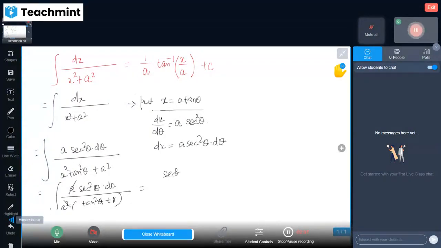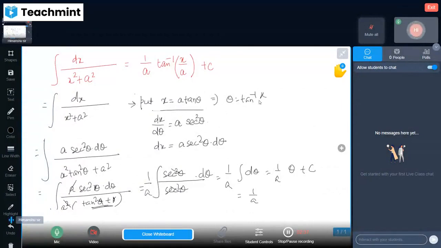So sec square theta upon tan square theta plus 1 is sec square theta, d theta, and 1 by a is left. Okay, so 1 by a, the sec square theta cancels out, so the integration of d theta becomes theta plus c. So doing the substitution, theta is equal to tan inverse x by a. Putting this, 1 by a tan inverse x by a plus c, and this is the formula derivation.